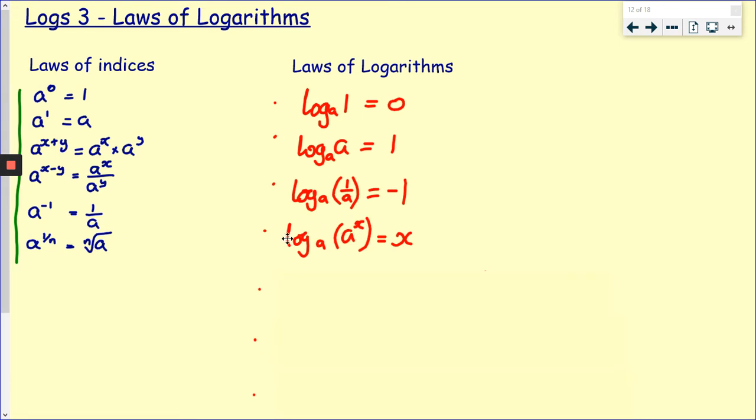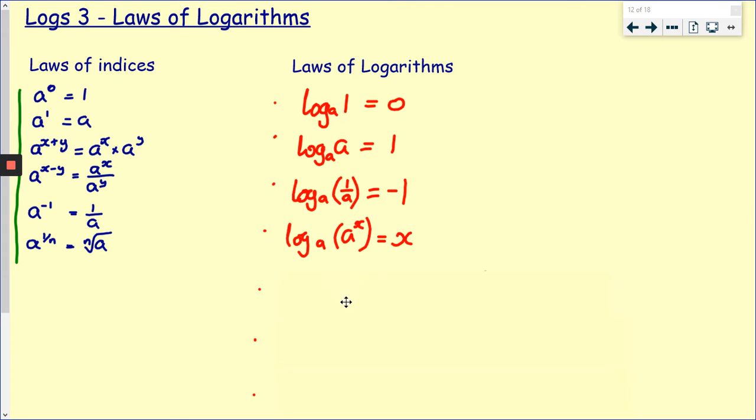It's just obvious. But it's really important because this is what we were looking at last time about inverse functions. Here we can see the logarithm to base a of a to the power of x cancels each other out. It just leaves us with x. So this idea of inverse functions is really, really valuable.